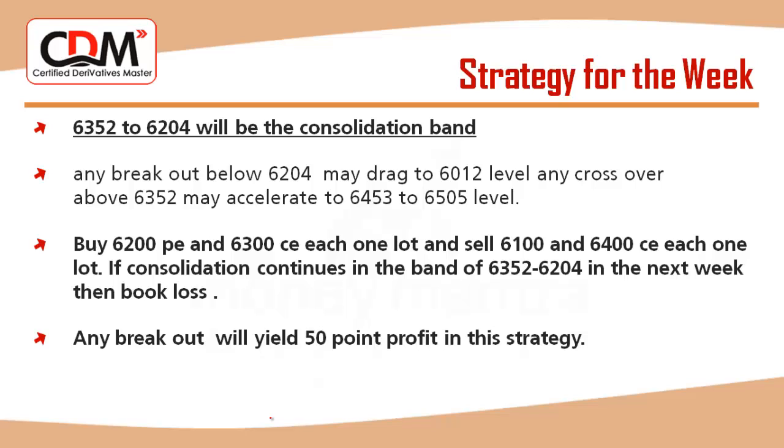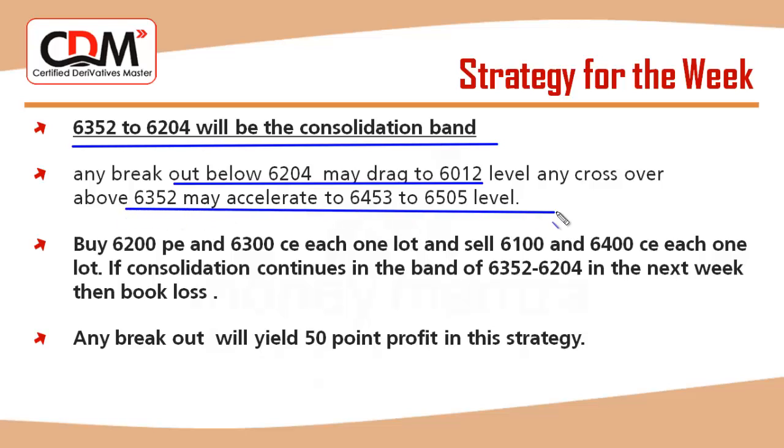So this was the strategy for the week. Suppose the market trades in the range of 6352 to 6204, it is a consolidation band. Any breakout below 6204 may drag Nifty to the level of 6012, and if it breaks the level of 6352, then it may accelerate up to these levels. So what we have to do here is buy 6200 PE and 6300 CE, each one lot, and sell 6100 PE and 6400 CE, each one lot.